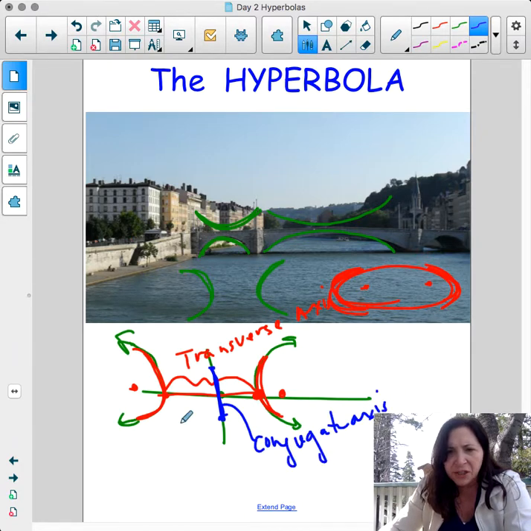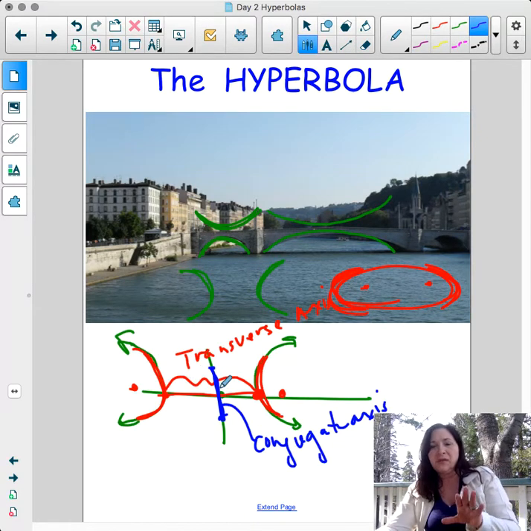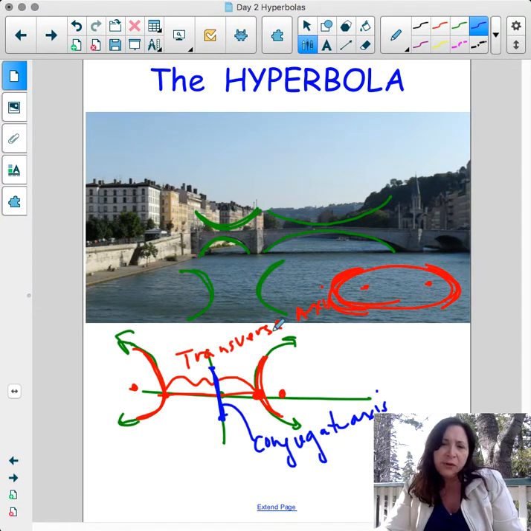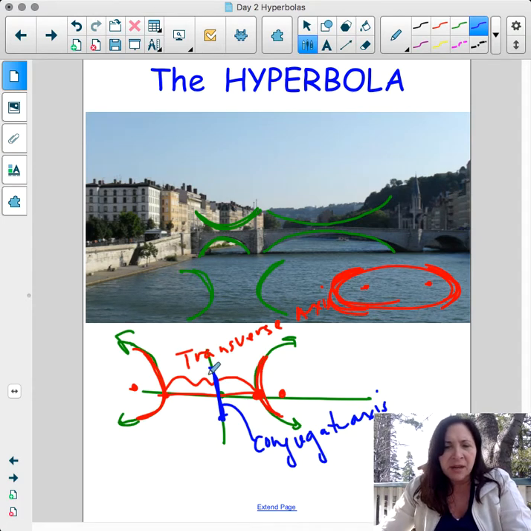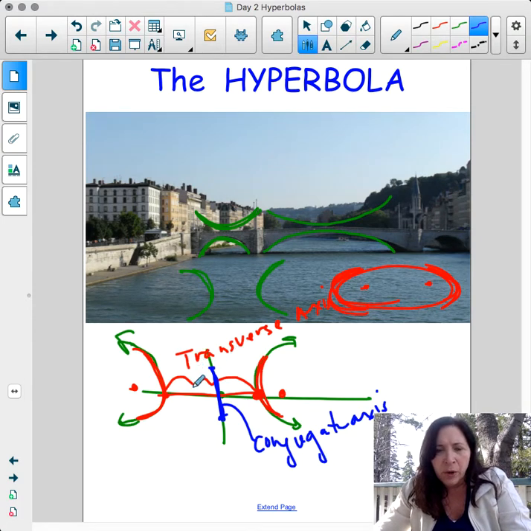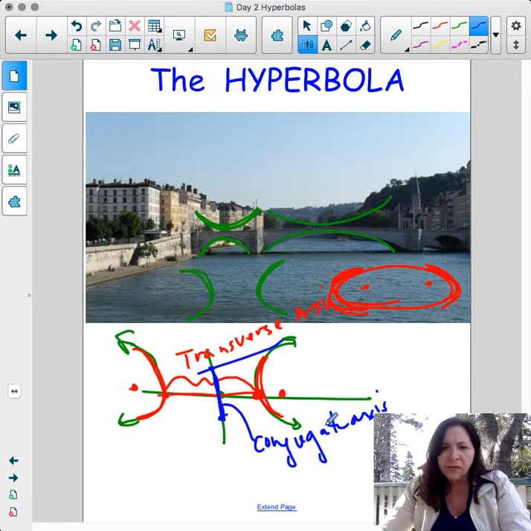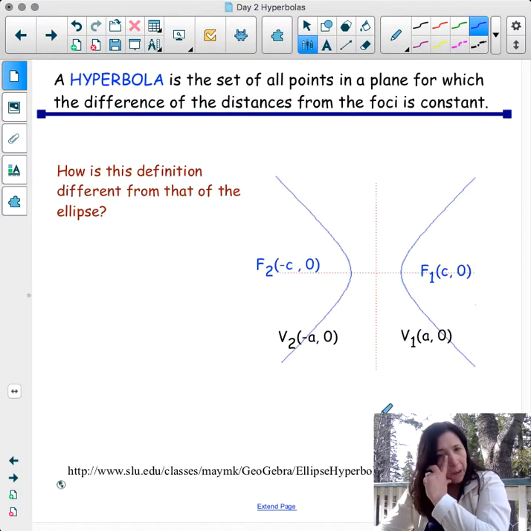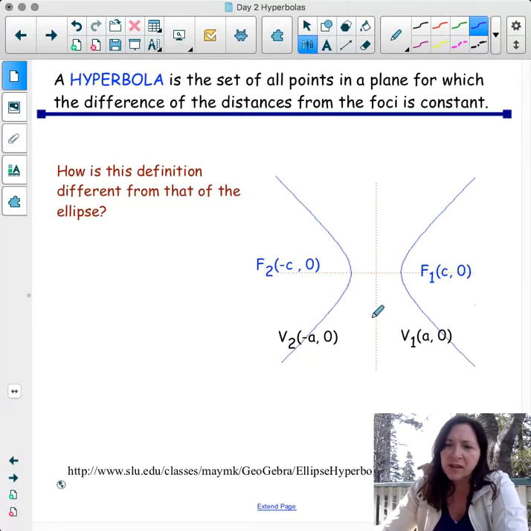And the conjugate axis is not a minor axis. The transverse does not have to be bigger than the conjugate. It's just dependent on which axis my foci are on. So my foci are always on my transverse axis, whereas the conjugate axis does not have any focal points on it. Okay, so a hyperbola looks like this.